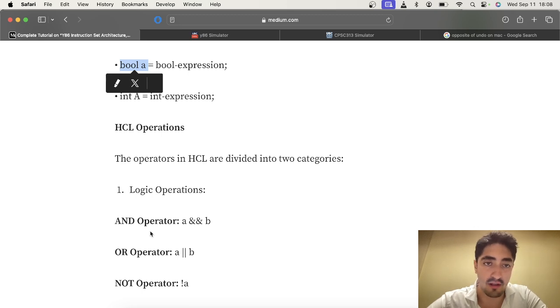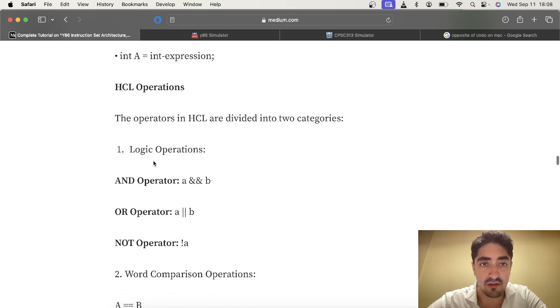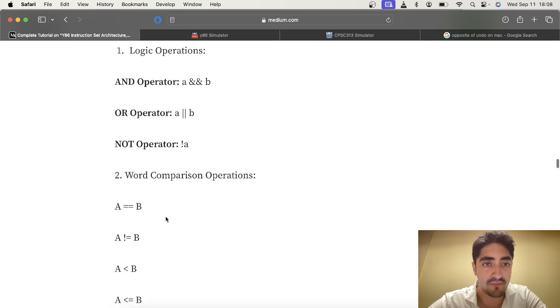HCL operations. The operators in HCL are divided into two categories: logic operations, AND operator, OR operator, NOT operator. And I actually keep forgetting how to do XOR.